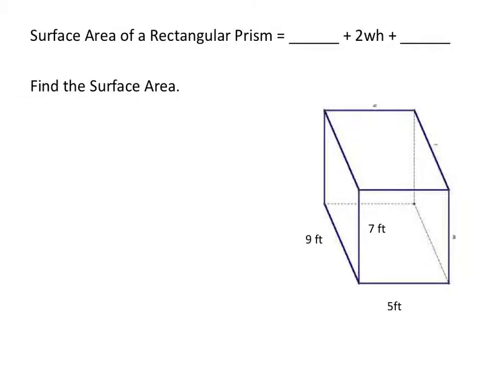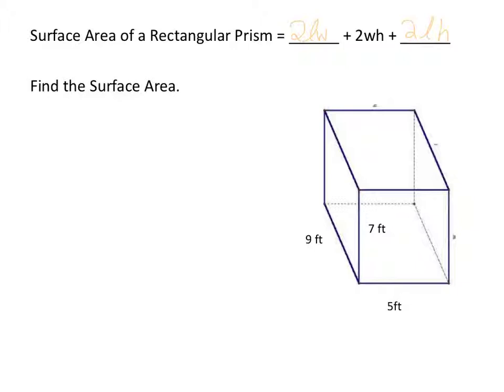So using that, we can develop the formula: the surface area of a rectangular prism is 2 times the length times the width, plus 2 times the width times the height, plus 2 times the length times the height.